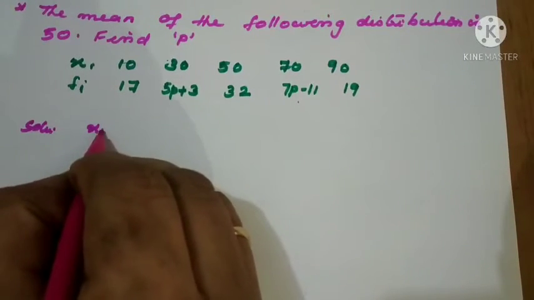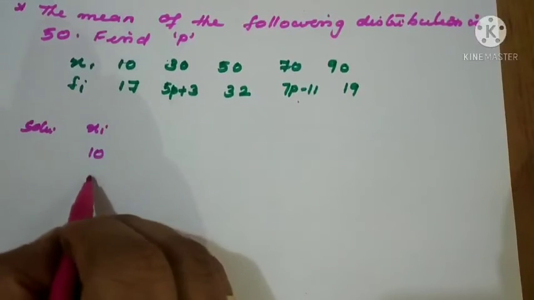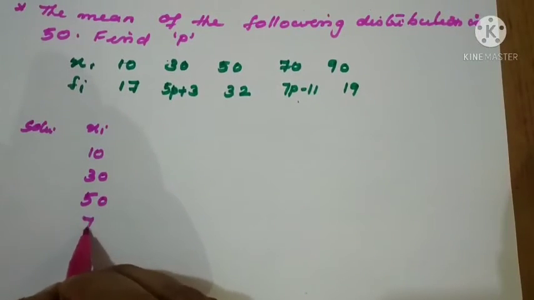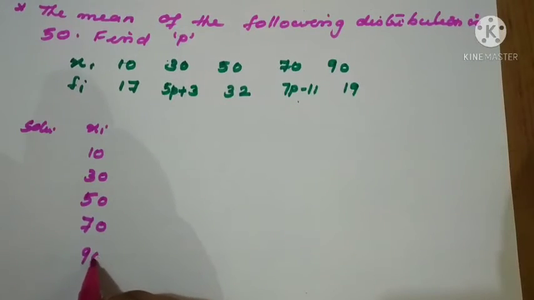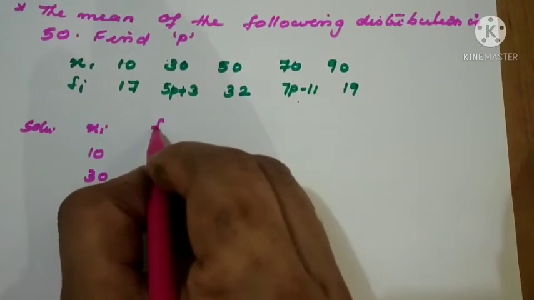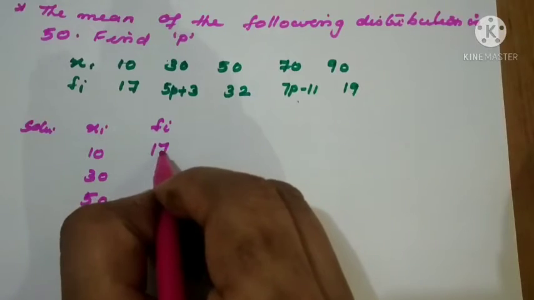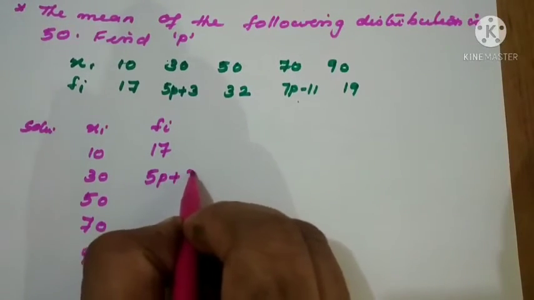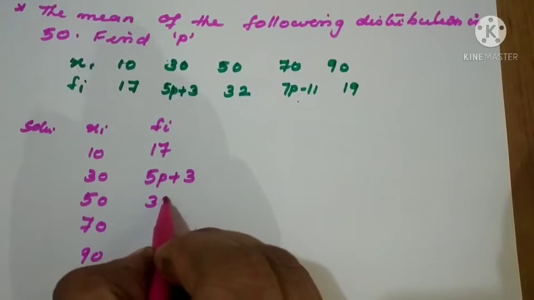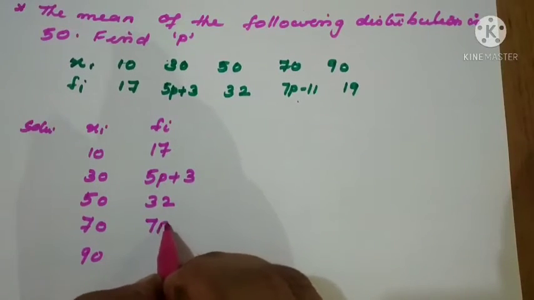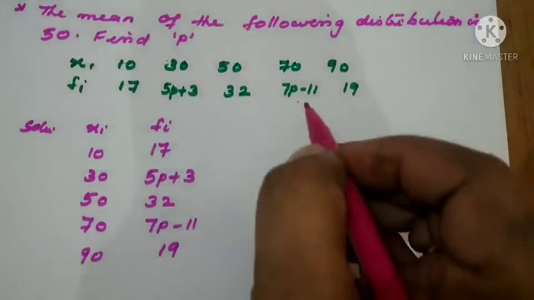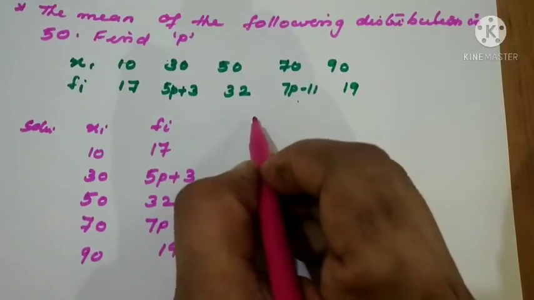First column is Xi: 10, 30, 50, 70, 90. Fi: 17, 5P plus 3, 32, 7P minus 11, then 19. What is the next column? Fi Xi.